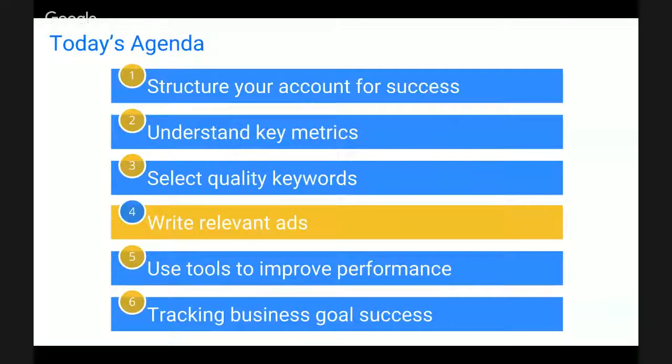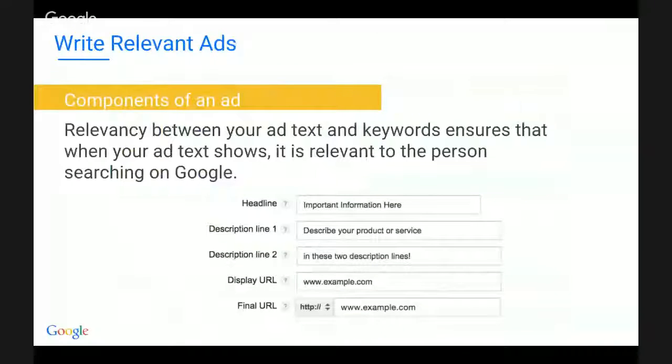Next up is writing relevant ads. Now, here are the few components of a Google AdWords ad. As you can see here, we have your headline, which is the very first thing people see. Every ad has 2 lines of description along with your display URL and your final URL.